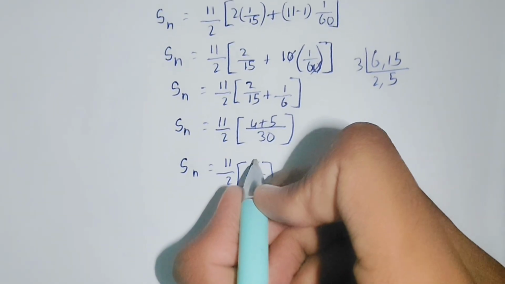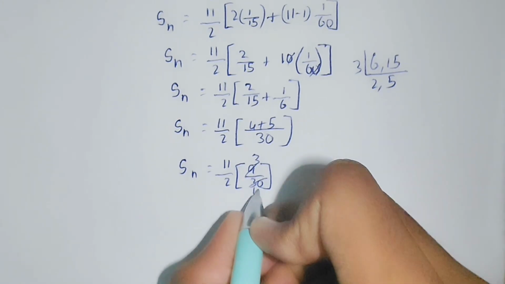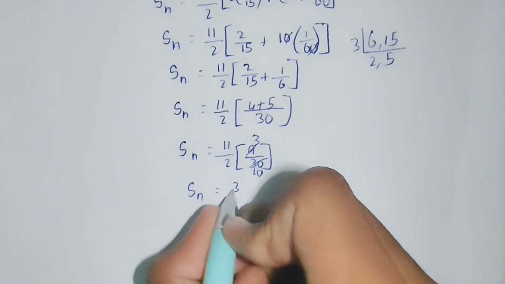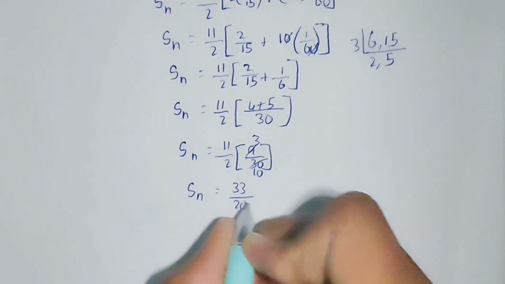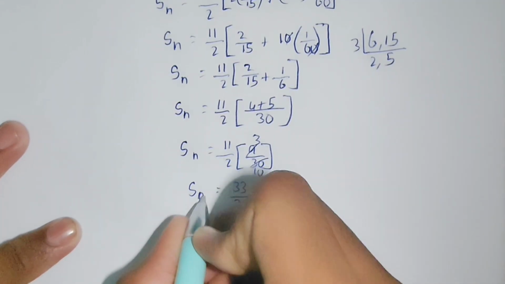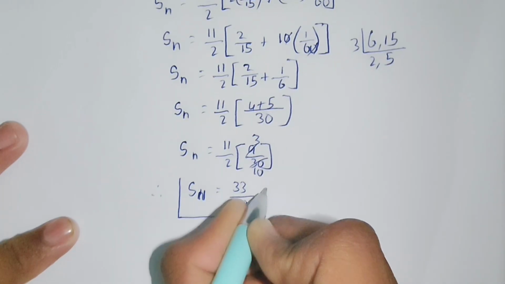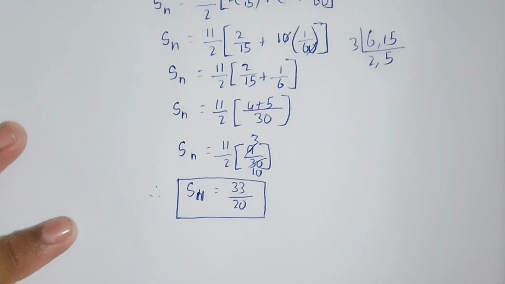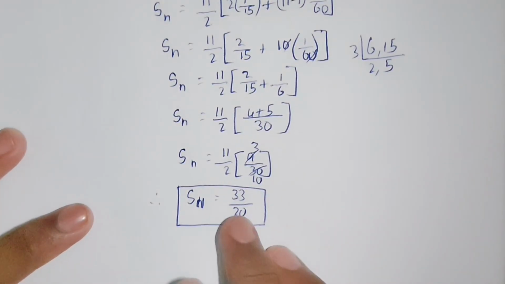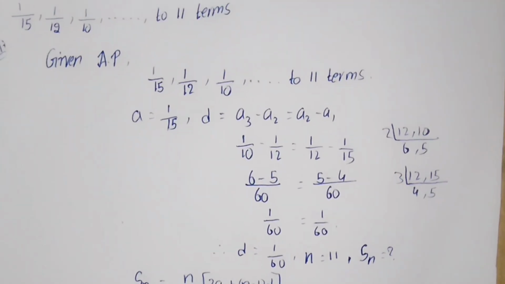So here 3 threes are 9, 3 tens are 30. So S base n is equal to 11 threes are 33 by 2 tens are 20. So we got S base n, means S base 11. Therefore we got the value of S base 11 is equal to 33 by 20. The sum of 11 terms of the given AP is 33 by 20. So we have completed the fourth question, means we have completed the first Roman.